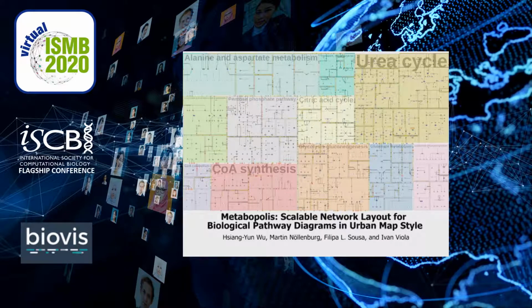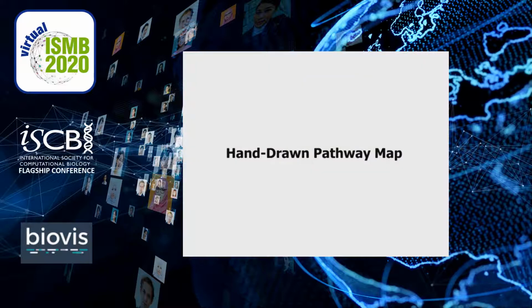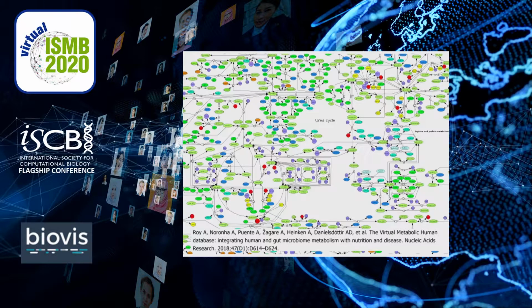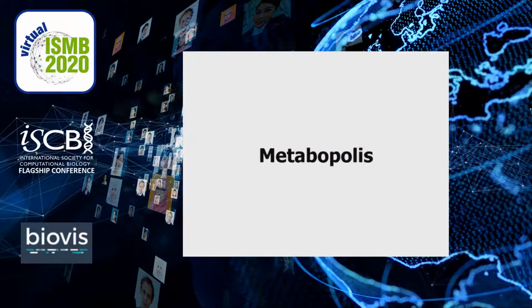This video demonstrates our new fully automatic approach to computing biological pathway maps in urban map style. Biological pathways, structures depicting our knowledge of molecular reactions in all types of biological systems, have been extensively investigated and lead to a complex hierarchical relationship network beyond human reading and drawing capability.